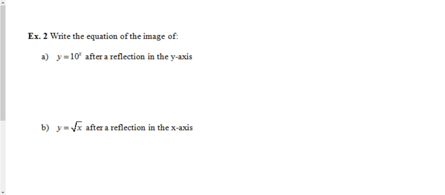In example 2 here, we have the equation of the image. So if we had y equals 10^x and you're reflecting it on the y-axis, what's going to change? A reminder that if you're reflecting on the y-axis, that's a horizontal reflection. So I'm looking for something similar to this. If we had y equals f of x, that's my original. My new is going to be y equals f of negative x. So wherever there's an x in my function, I'm going to have a little negative sign beside it.